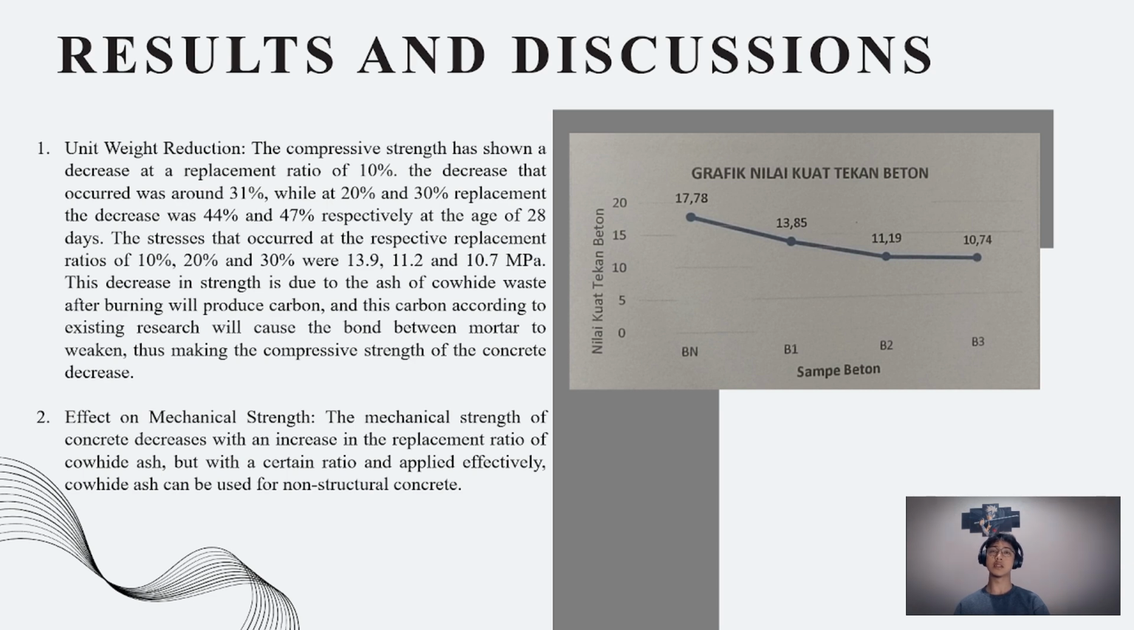When we look at the figure, of course, the mechanical strength of concrete decreases with an increase in the replacement ratio of cowhide ash, but with a certain ratio and applied effectively, cowhide ash can be used for non-structural concrete. And yeah, of course, if we apply the concrete to structural use, it will be very dangerous. But yeah, that is in my opinion.